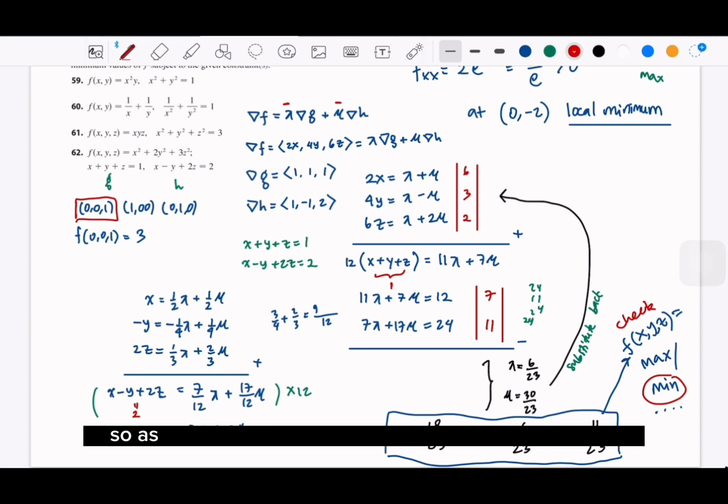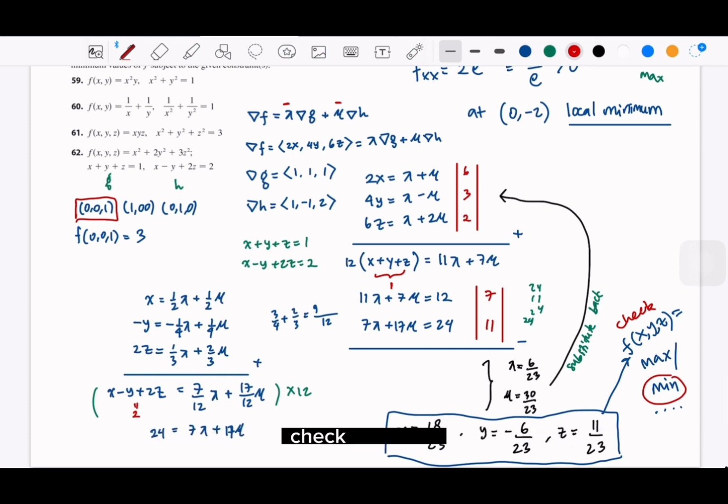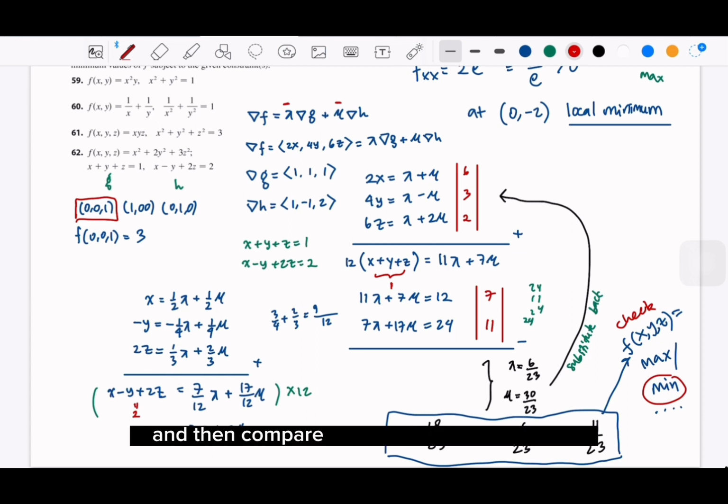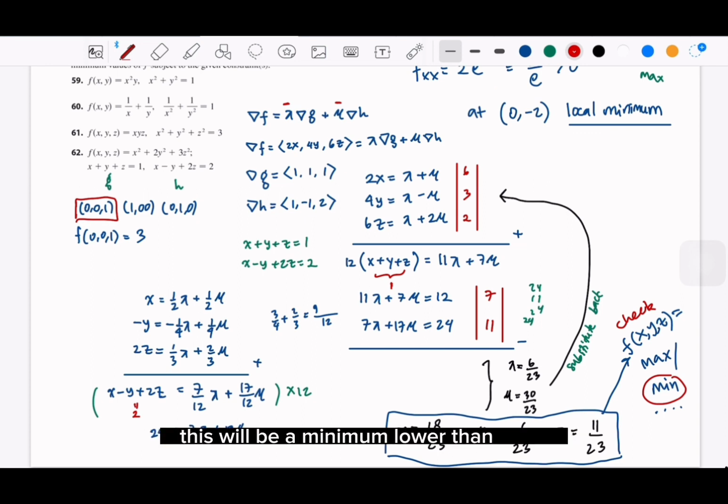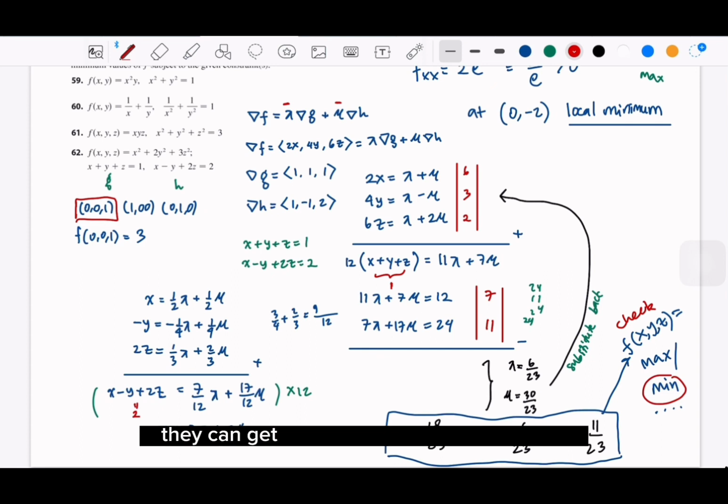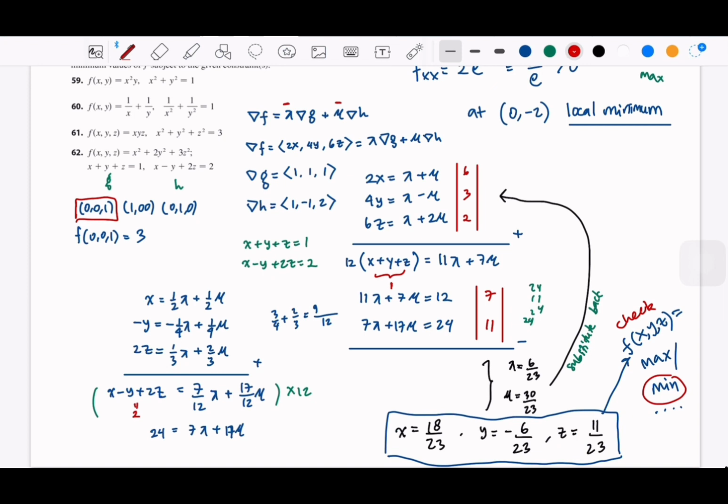Okay, the new chapter. So maybe just a note that after you get this point, check the value and then compare with your other value here. If this is lower, then this will be minimum. And I think if you check, this will be minimum, lower than 3. But if this is higher, then it will be maximum. So one of the best features of Lagrange is that it can get you directly the extreme value, but you need to check whether they are maximum or minimum. You need to check. Okay.